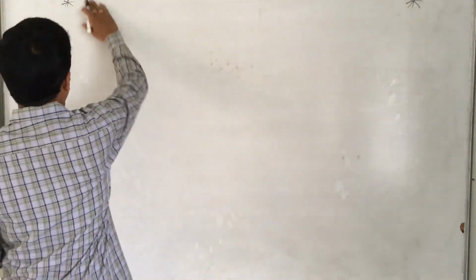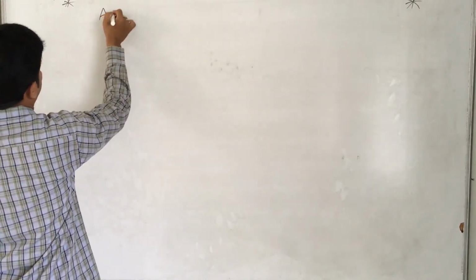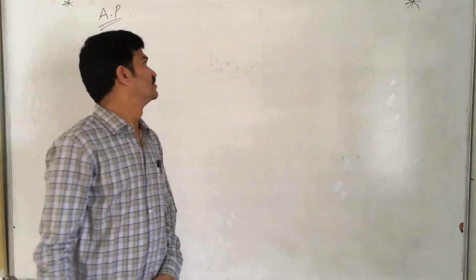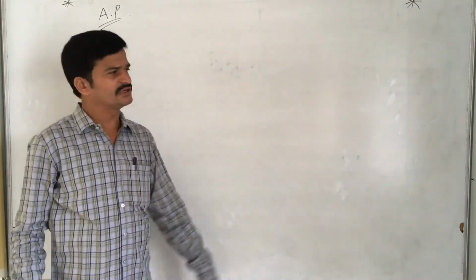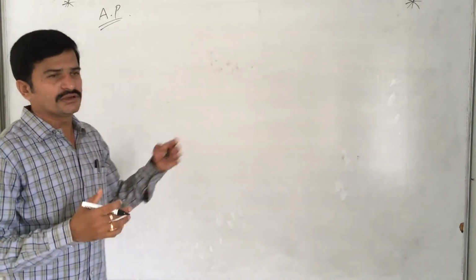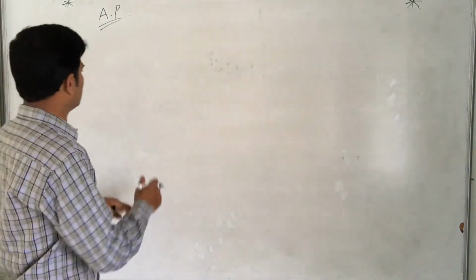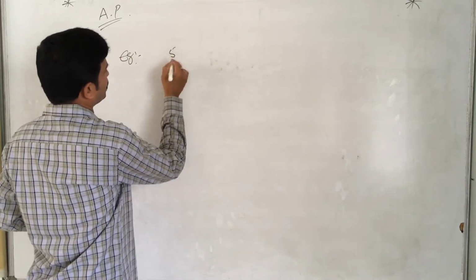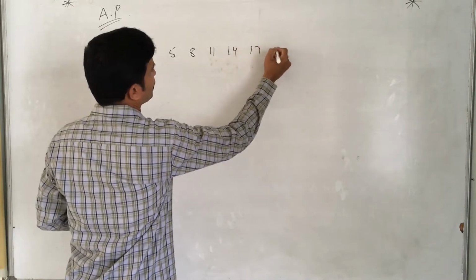Whenever we write arithmetic progression, generally we use the word AP only. From now onwards you can treat AP as arithmetic progression. I have told you the definition just now, and in our previous class also. Now let us recap the basics and take one example, children: 5, 8, 11, 14, 17 and 20.